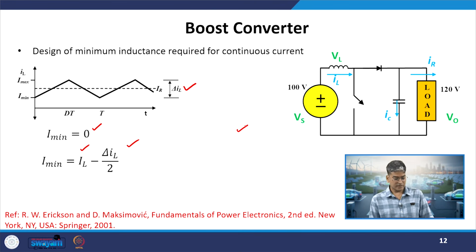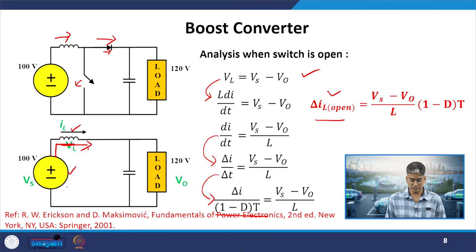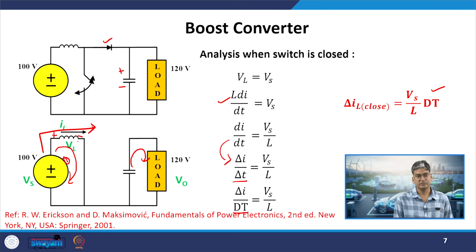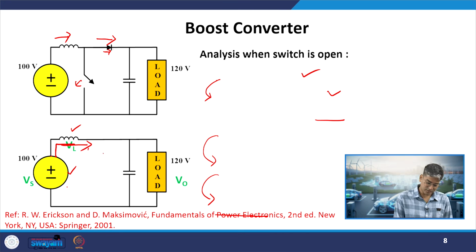Let us go back to our two equivalent circuits when the switch was open and closed. This was the case when my switch was in the closed condition. If I see the inductor current, what is that? It is in series with my source, so the source current will be equal to the inductor current. In the next case, when the switch is in the open condition, the switch, the source and the inductor are in series, again carrying the same current.